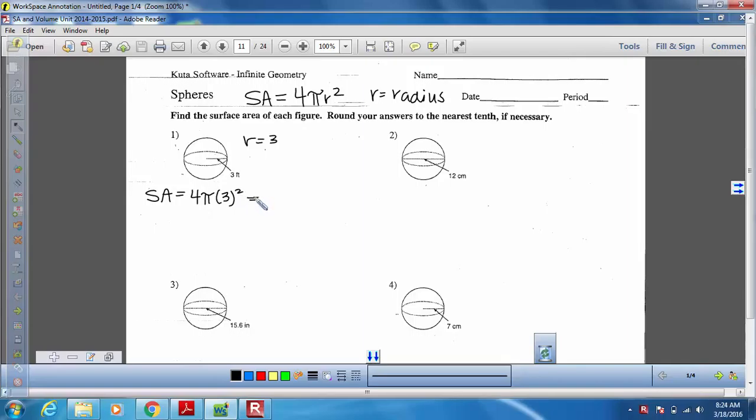Now, we can type that whole thing in our calculator and that gives us 113.1 feet squared. Or if I square 3, that gives me 9. 9 times 4 is 36. This could be 36 pi feet squared.